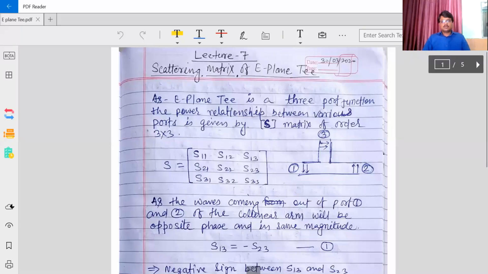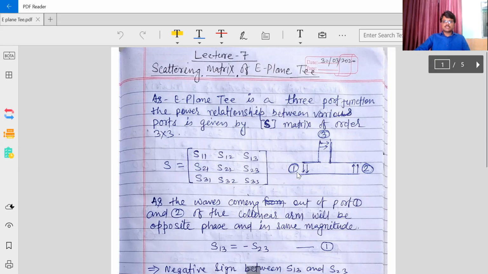Okay, so in this lecture, we will study the E-plane T and its scattering matrix. As we have seen in the diagram in the previous lecture, what is an E-plane T?